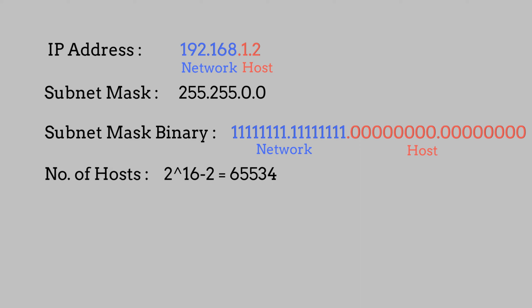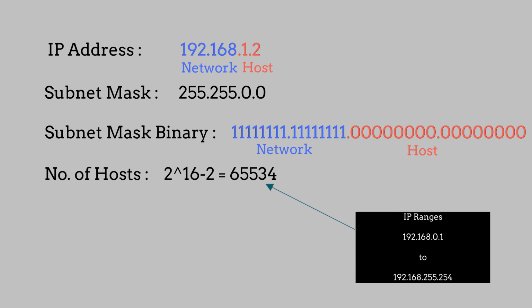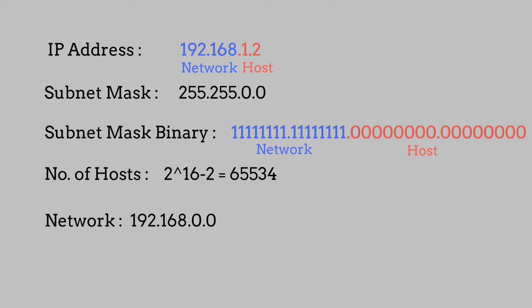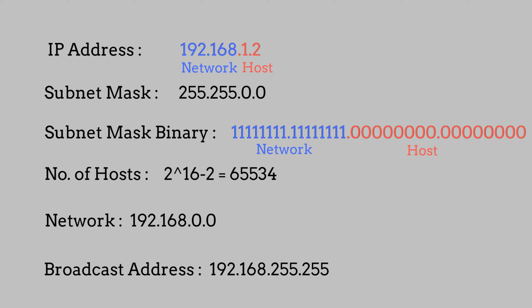In this instance, that gives us 2 to the power of 16 minus 2, which equals 65,534 possible hosts. This means we can assign IP addresses ranging from 192.168.0.1 to 192.168.255.254 to devices within this network. Remember, the first address 192.168.0.0 is reserved to identify the network itself, and the last address 192.168.255.255 is used for broadcasting messages to all devices in the network. These two addresses are not available for individual device assignment.